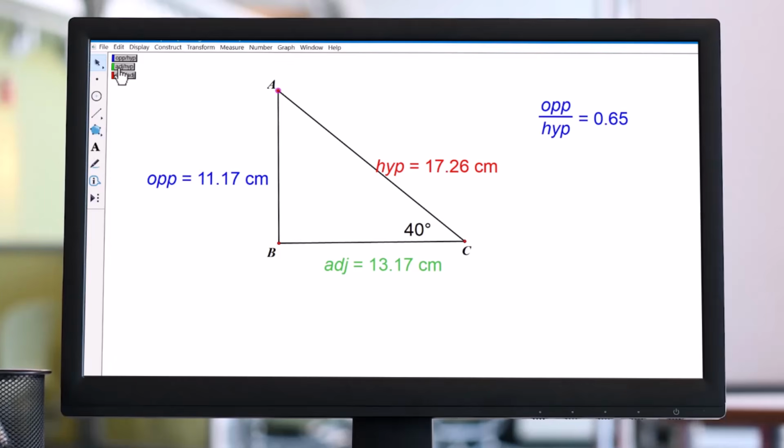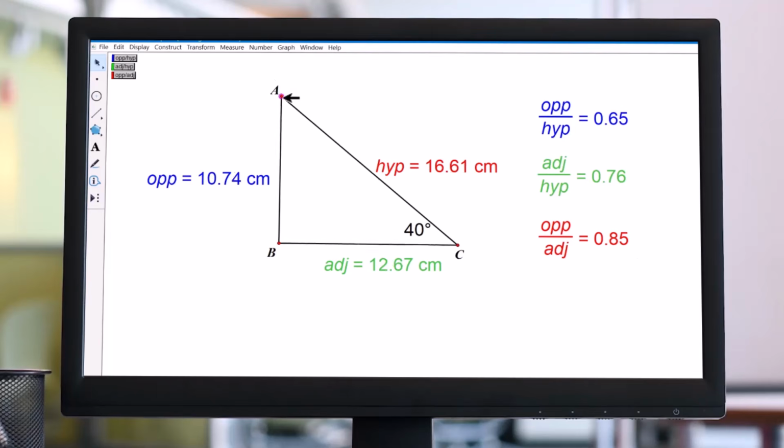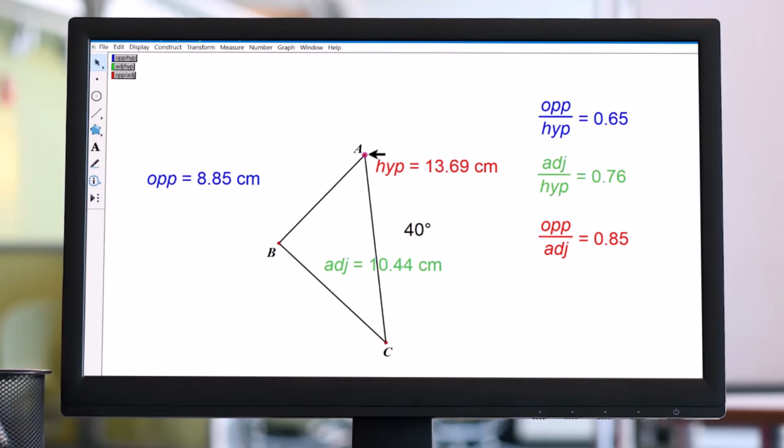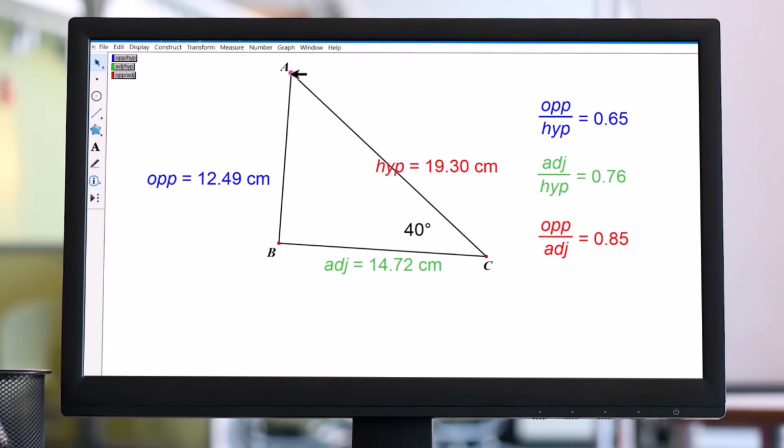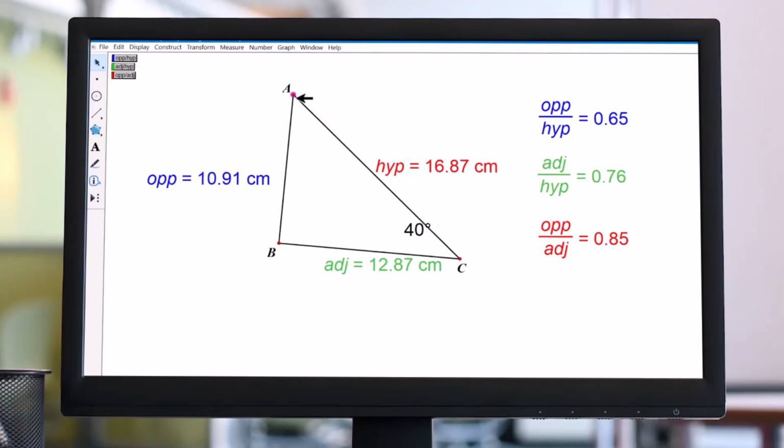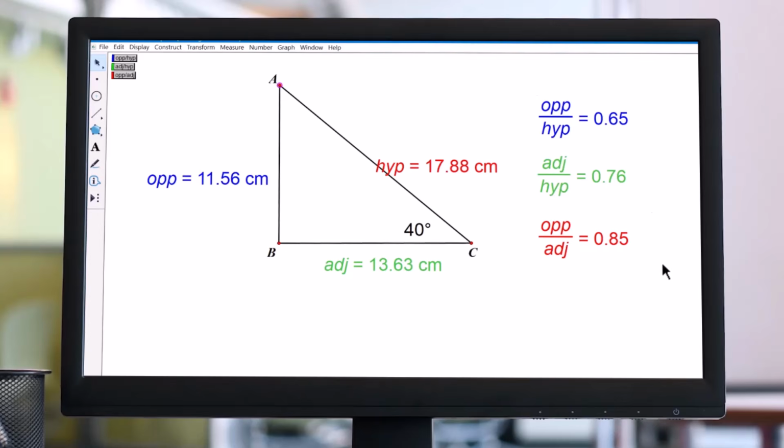Let's check the adjacent divided by the hypotenuse and the opposite divided by the adjacent. Look at these numbers, 0.65, 0.76, and 0.85. Pay attention to those as I change the side lengths. All the side lengths are moving, the 40 degree stays the same, and that ratio stays the same. The only way these are going to change is if I change that acute angle at C. And I'm going to do that right now.